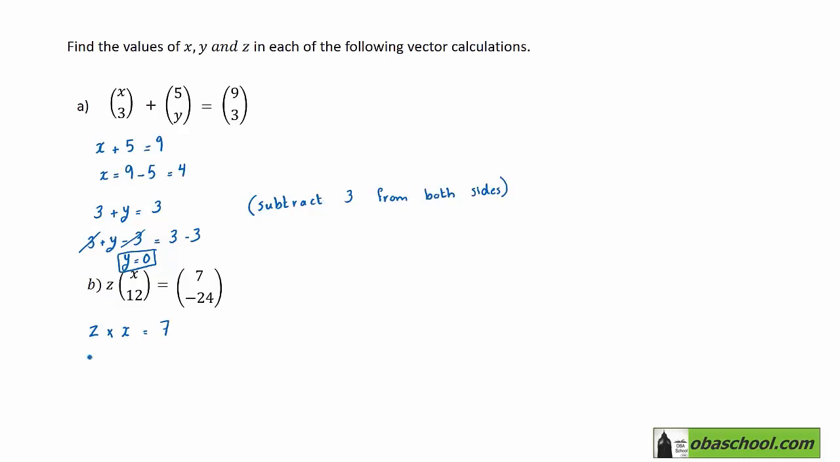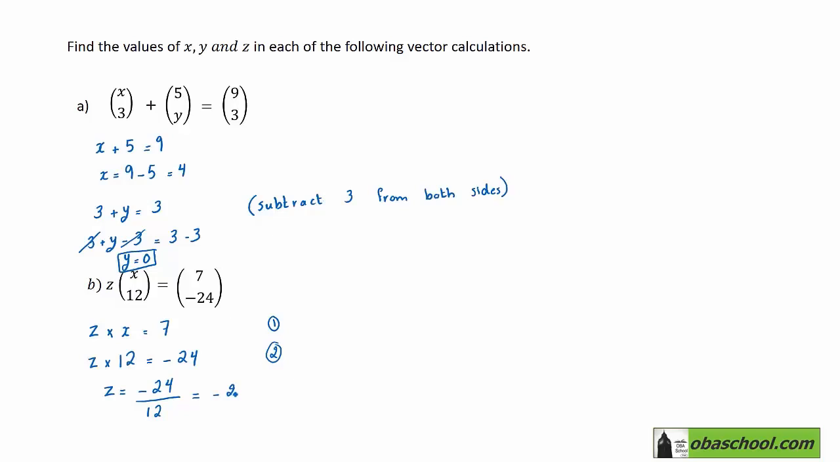So to find the value of z, we're going to form the second equation, which is z times 12 equal to minus 24. Now what we can do is work with the second equation, equation number 2, to find the value of z and then finally substitute. So the value is z equal to minus 24 divided by 12, since division is the opposite of multiplication. Now that would be minus 2.